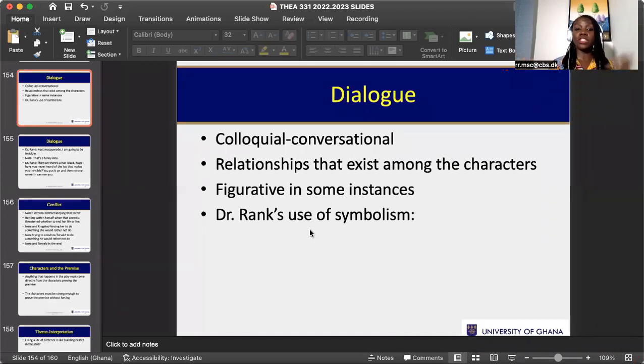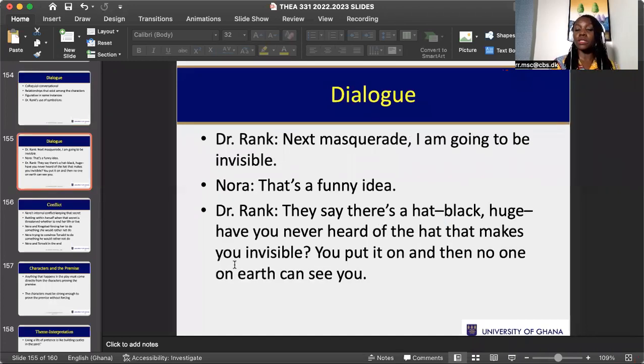And so that is why the conversation is colloquial. The language is conversational. I'm talking to my wife, I talk to her the way I talk to her all the time. I'm talking to my husband, I talk to him the way I talk to him all the time. Okay. There's nothing special about the language. But there is some figurative use of language in some instances, like the symbolism that Dr. Rank employs when he was discussing his death. He said, next masquerade, I am going to be invisible. And Nora says, that's a funny idea.